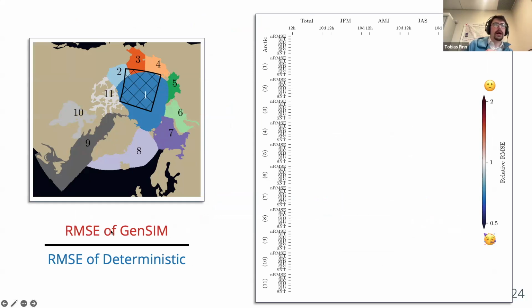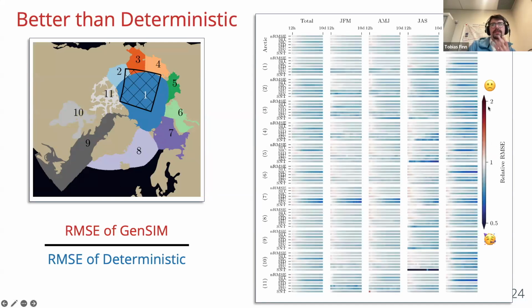And I show here the root mean square error of the generative model compared to the root mean square error of the deterministic model. Blue means the generative model is better, red means the deterministic model is better. And if we look into the scorecard, we can see that throughout all variables, throughout all regions, all seasons, it is almost always blue, which means the ensemble mean of the generative model almost always outperforms the deterministic model.